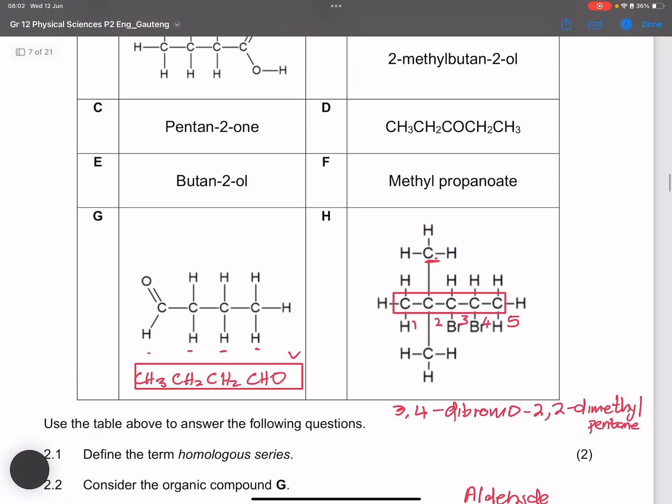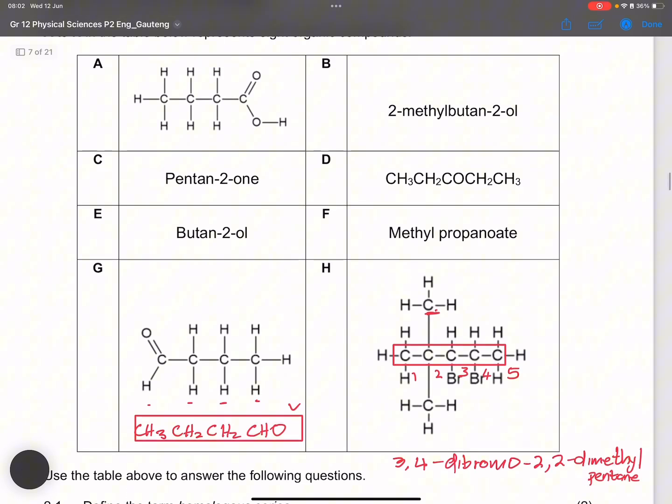Let's see. Positional isomers, I've got butan-2-one there. Do I have anyone that is an alcohol? No, that's not a positional isomer. So if I look at it, I've got pentan-2-one. Let's see, do we have another ketone there?